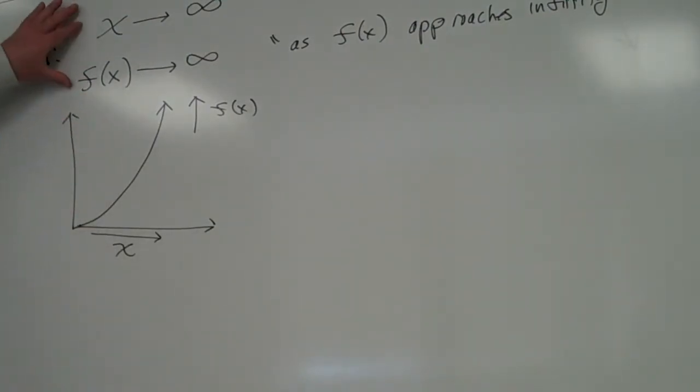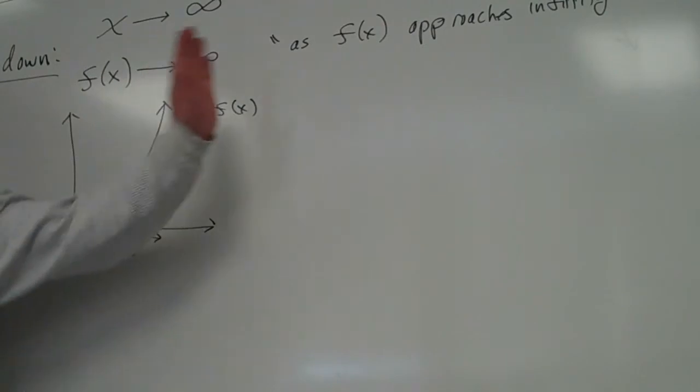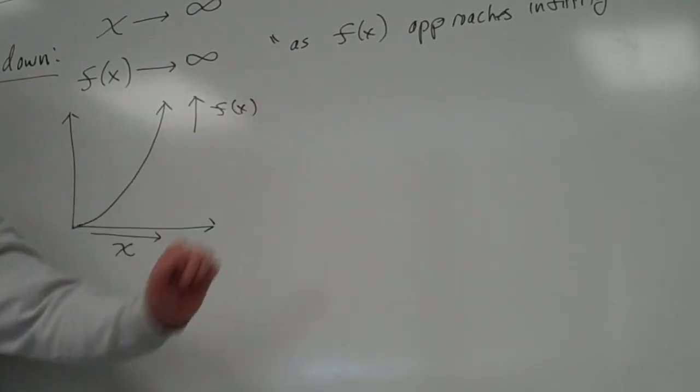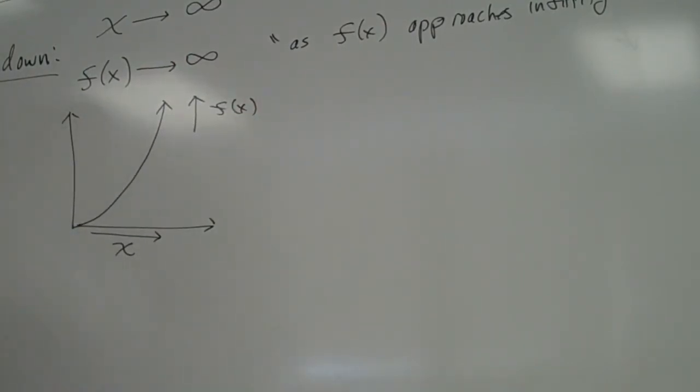Now this is only half of the touchdown description. To fully describe a function that behaves like a touchdown, you've got to talk about what it does to the left as well. So that represents both x approaches infinity and f of x approaches infinity. This represents both x and y, but only on the right side of the graph. To talk about the left side of the graph, I have to include this.